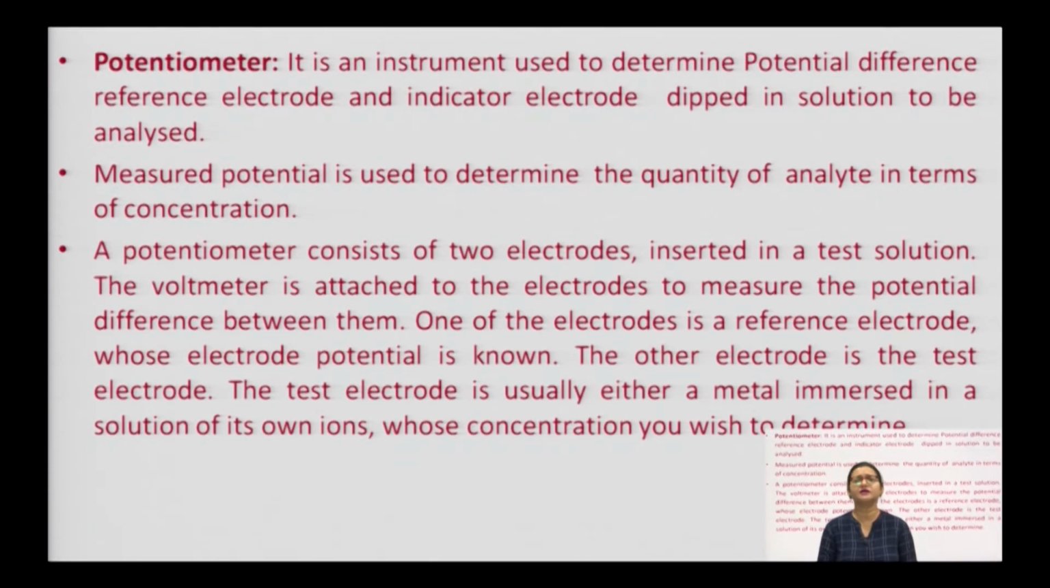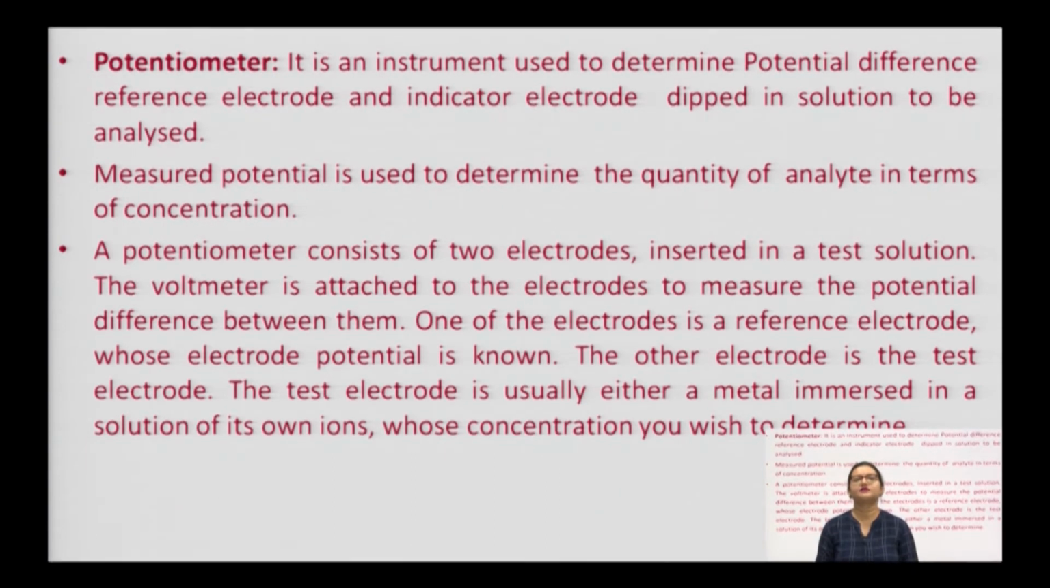The voltmeter is attached to the electrodes to measure the potential difference between them. A voltmeter is attached in between the reference electrode and indicator electrode to measure the potential difference between the reference electrode, which remains stable, and the indicator electrode, which shows the potential difference across the changes in concentration of the analyte.